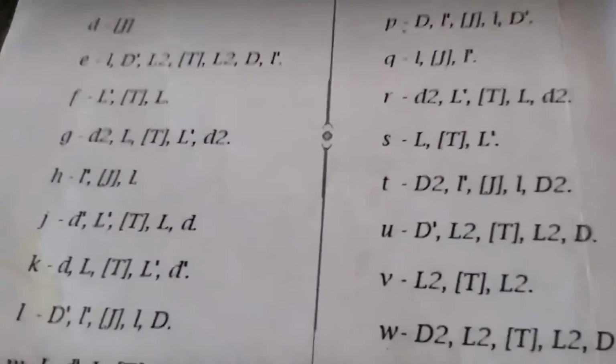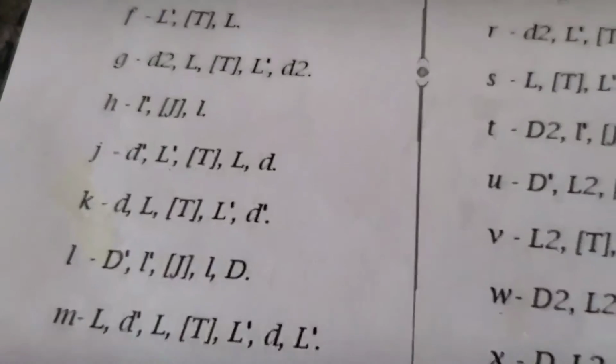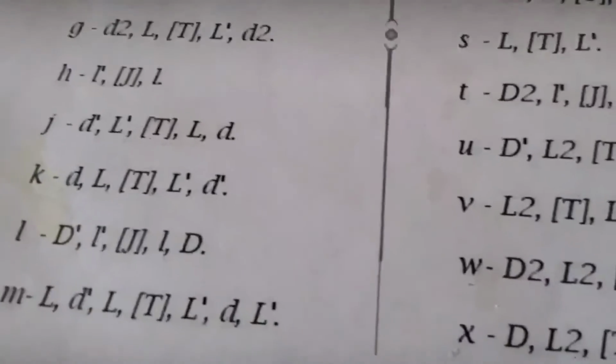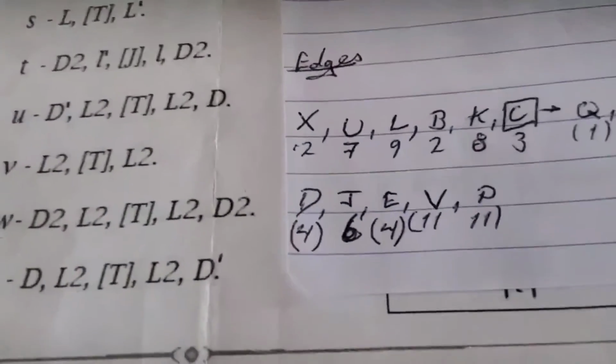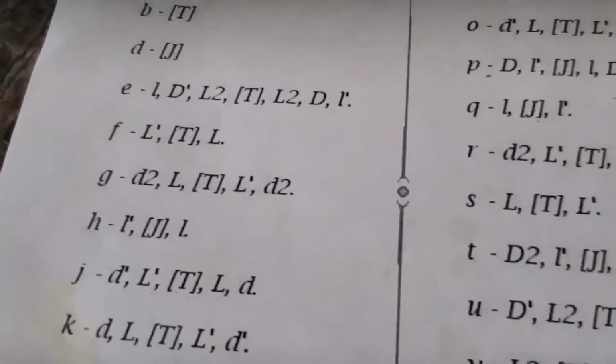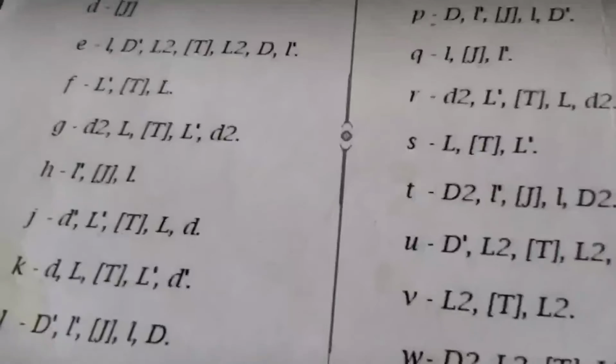D is a J. Right here, small d prime, L prime, followed by T, L, D, E, small l, D prime, L2, T prime, L2, D, small l prime.